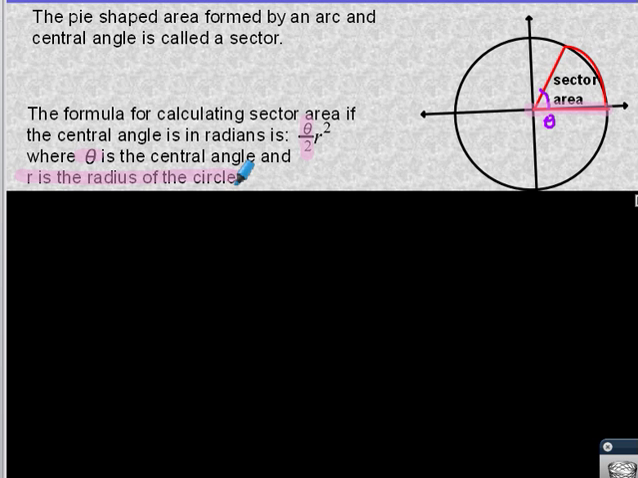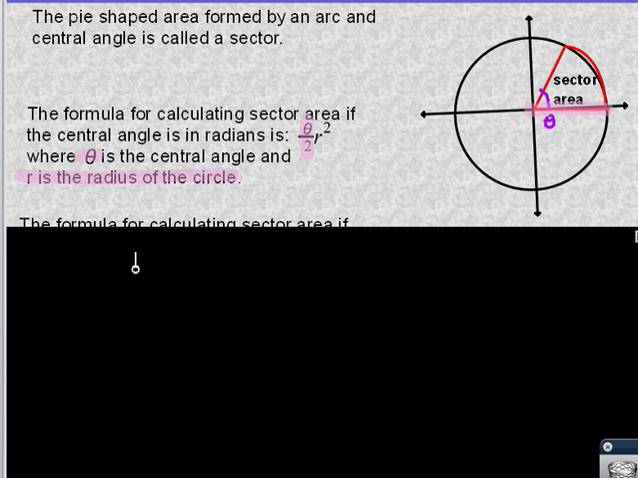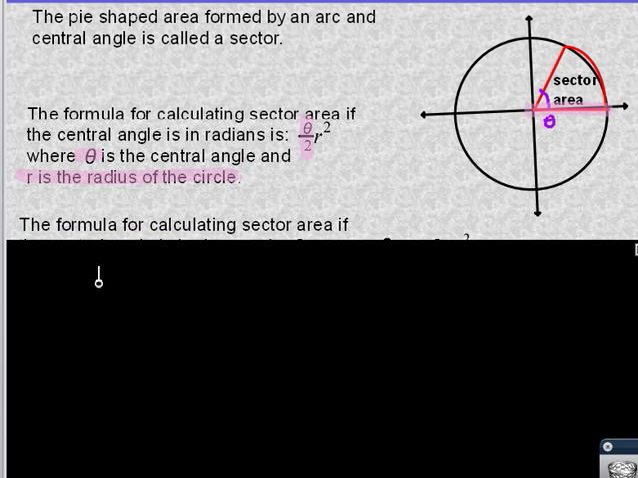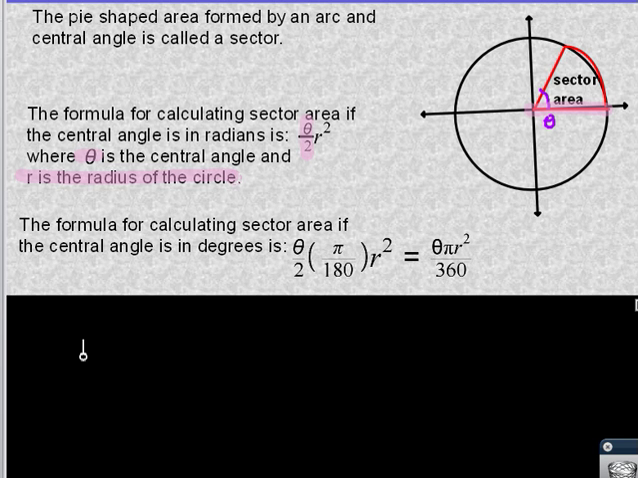If your angle's in degrees, you might already guess what the difference is. It's going to be that same formula with just the conversion factor included. So theta over 2 times pi divided by 180. Again, this converts your angle from degrees to radians, times r squared. And if we multiply that all together and simplify it, you end up with theta pi r squared over 360. That's the simplest form of the formula for sector area if you have your angle in degrees.